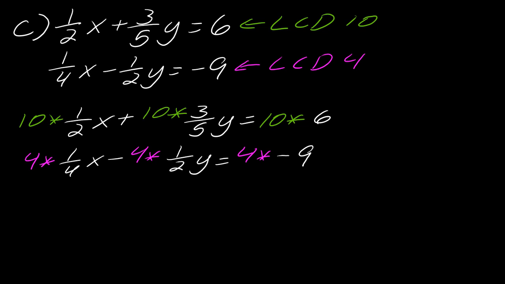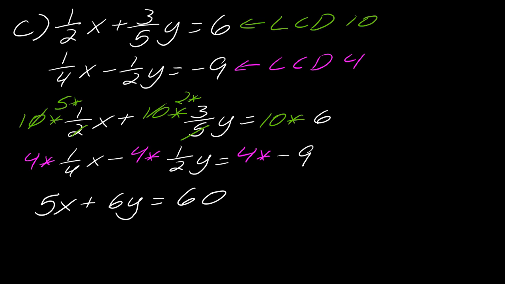Okay, so notice I've got everything set up here, and I multiplied even these non-fractions by those numbers, so it's very important that you did that. Now as we work on cancellations, the 2 will go into the 10 5 times, and so I'm left with 5 times 1x, which is 5x. Then the 5 goes into the 10 2 times. 2 times 3y is going to give me 6y, and then 10 times 6 is 60.